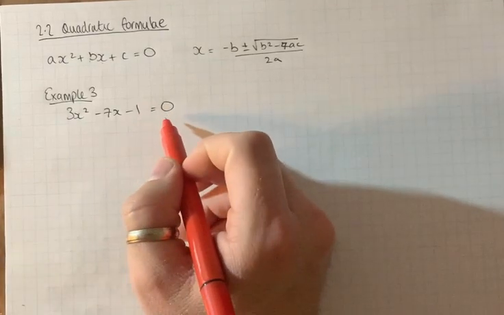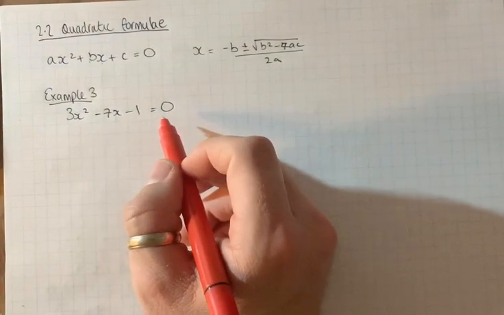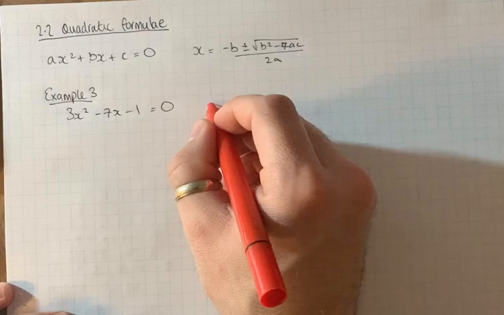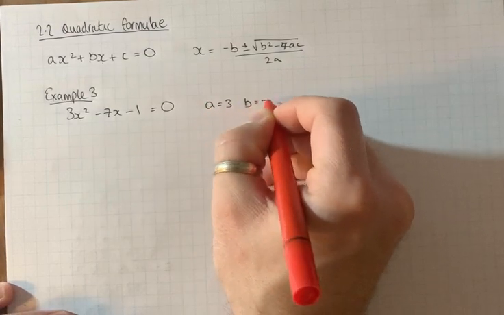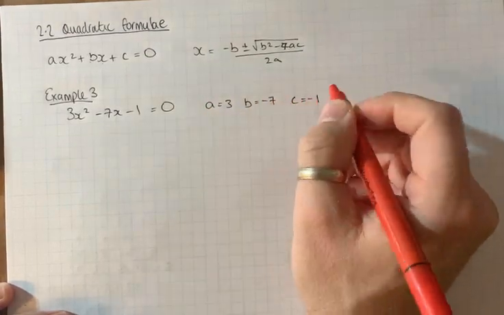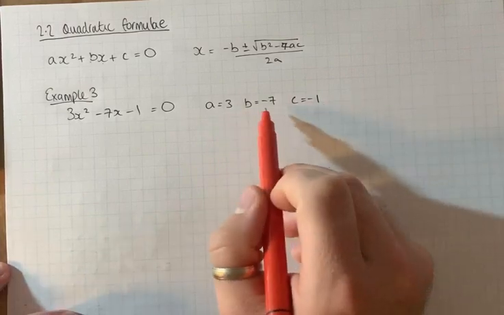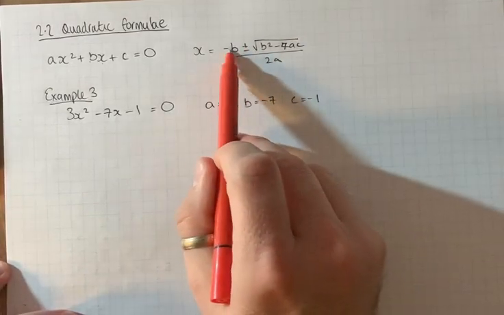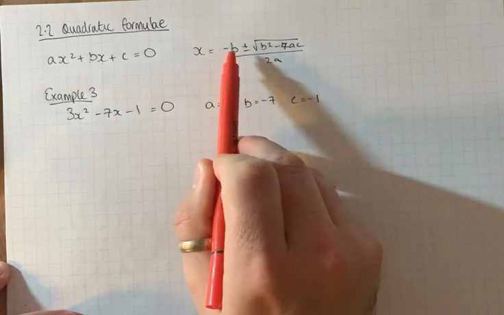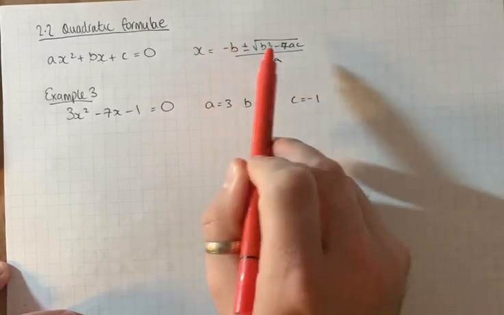Remember, if it doesn't equal 0, you need to rearrange it first so it's in that form. So identify the coefficients. a is 3, b is minus 7, c is minus 1. Now when we put those into the quadratic formula, b is negative. So minus b would be minus 7, two minuses make a positive, so it would be 7.